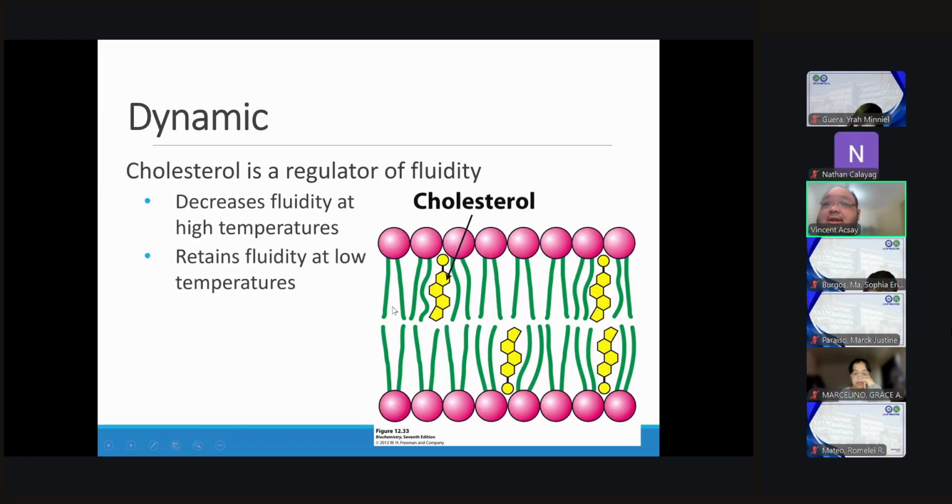Finally, cholesterol is a regulator of fluidity. It acts as a rigid structure. So because it is rigid, it is able to modulate fluidity in high temperatures where they cannot move around because cholesterol is rigid. But in low temperatures, they cannot compress because the tails compress with each other. So it facilitates fluidity at low temperatures. Okay? Cholesterol decreases fluidity at high temperatures, but it retains fluidity at low temperatures.